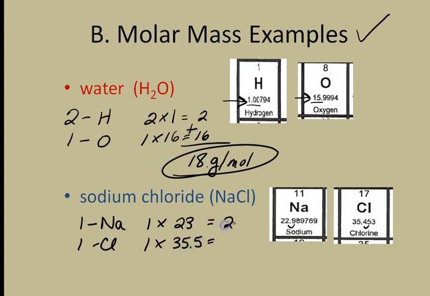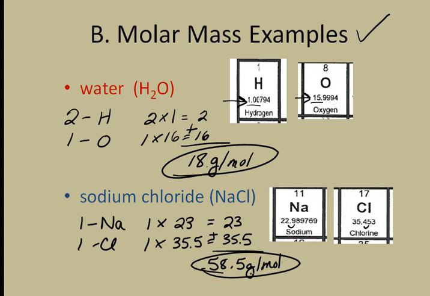Multiply this out, that would be 23. For my chlorine, that would be 35.5. And then I would add it up. So this would be a total of 58.5 grams per mole. So I have just determined the molar mass of water and the molar mass of sodium chloride using my periodic table.